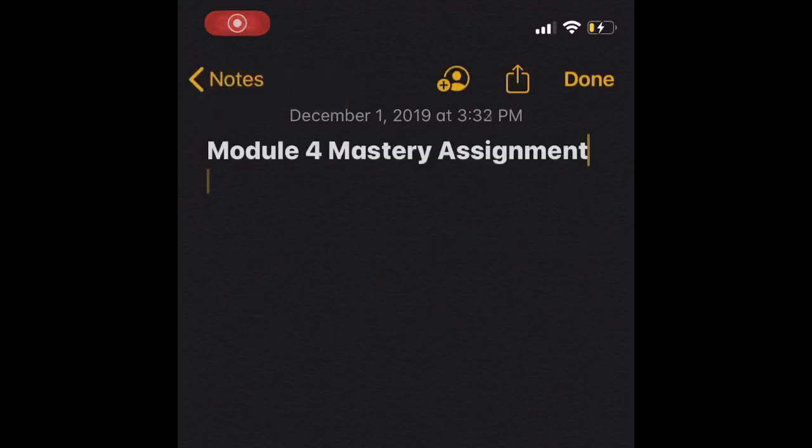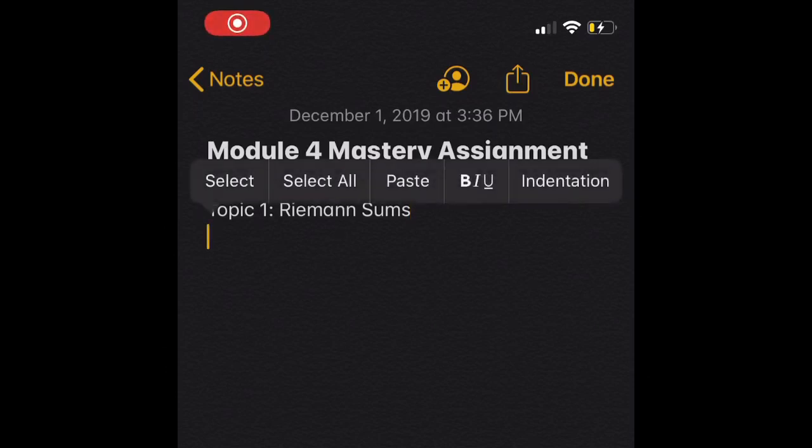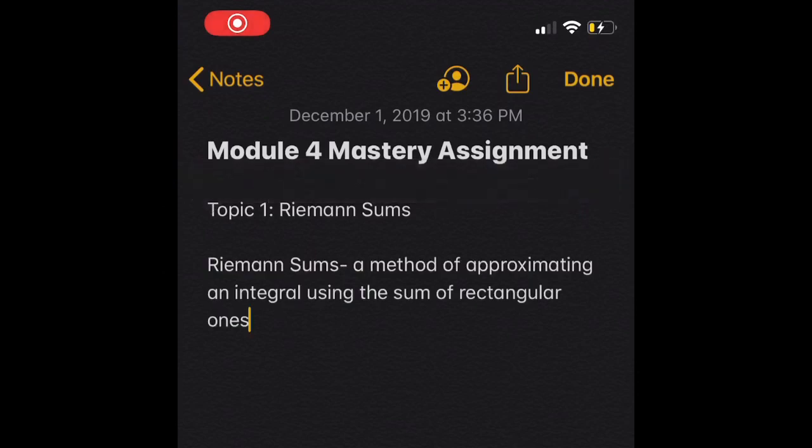This is my Module 4 Mastery assignment. For Topic 1, I did Riemann sums. Riemann sums are a method of approximating an integral using the sum of rectangular ones.